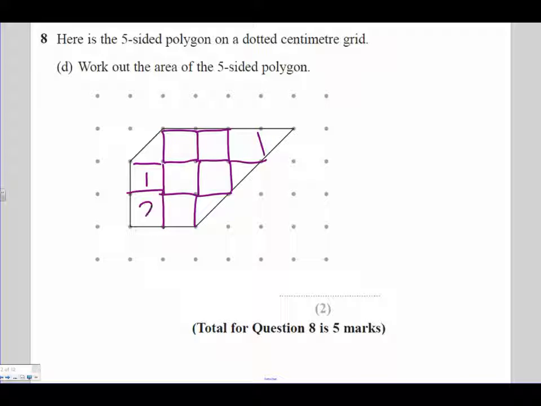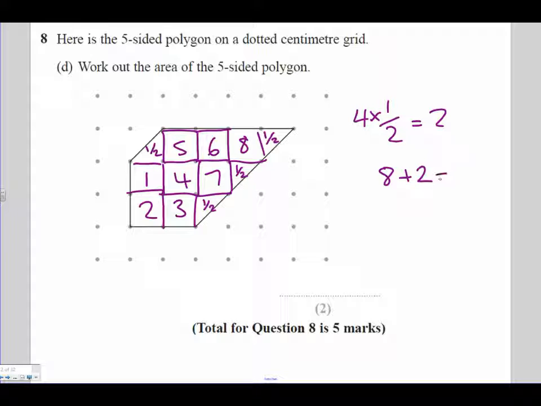there are 1, 2, 3, 4, 5, 6, 7, 8 whole squares. That leaves 1, 2, 3, 4 halves of a square. So 4 halves are 2. So our 8 full squares plus our 2 part squares gives us an area of 10 centimetres squared. So 10 centimetres squared for the 2 marks.